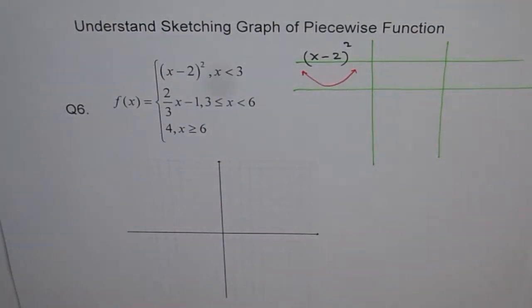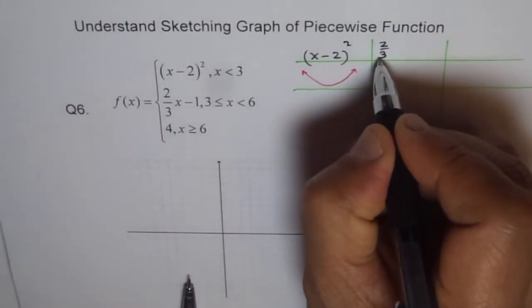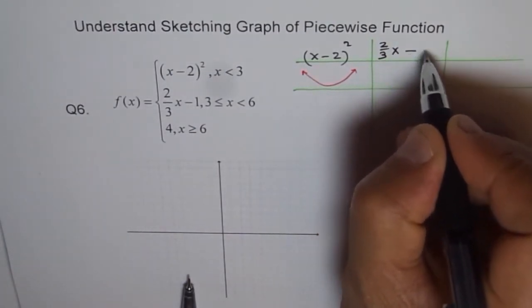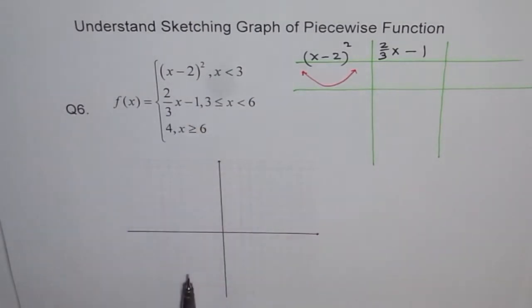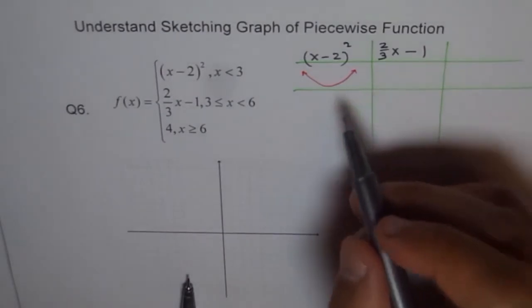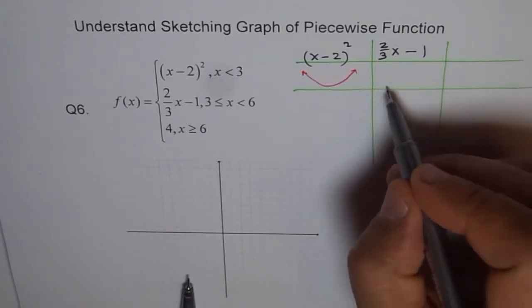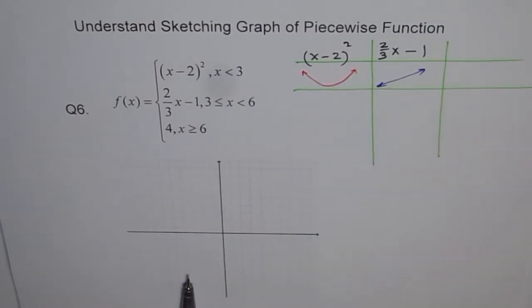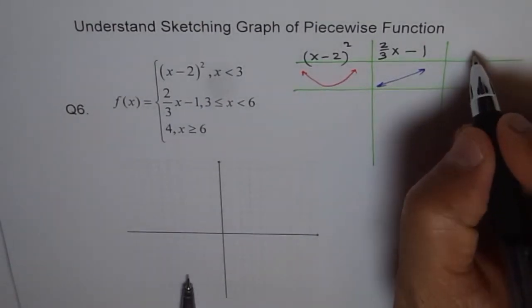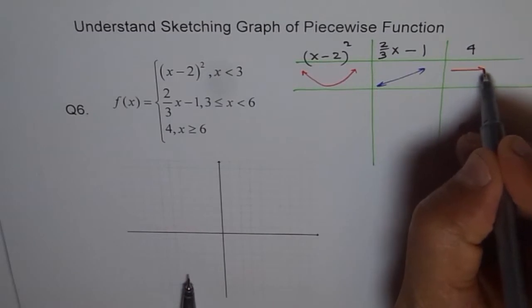The next one for us is 2 over 3, a fraction, don't get afraid of it, 2 over 3 x minus 1, since 3 will get cancelled out. So it's just a relief for you. And here we'll take a straight line with a slope of 2 over 3 and y-intercept of minus 1. So a straight line going upwards. Perfect. And third and final is the most beautiful function which just says 4. It means y equals 4 and that line is a horizontal line like this, y equals 4.